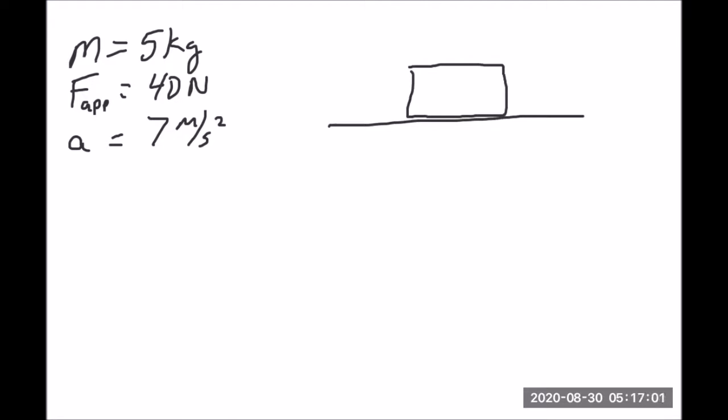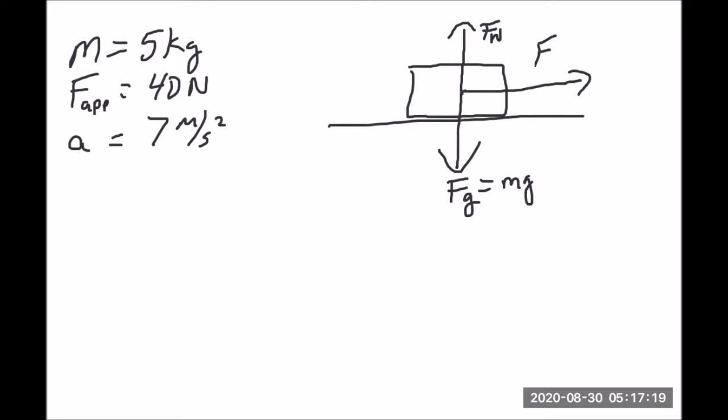The block is not moving up or down, so our gravitational force, or the weight, the mass times gravity, would be equal to the normal force of the block. Our applied force is 40 newtons. And we are looking for the frictional force acting on the block.